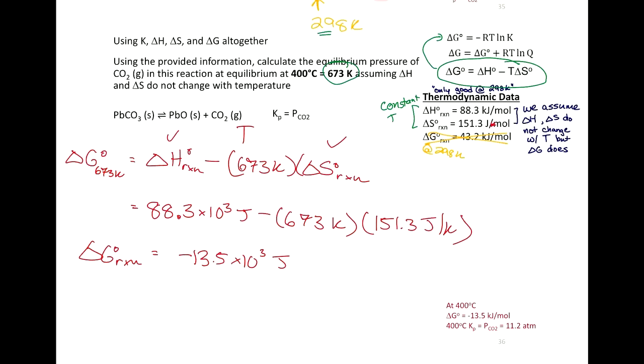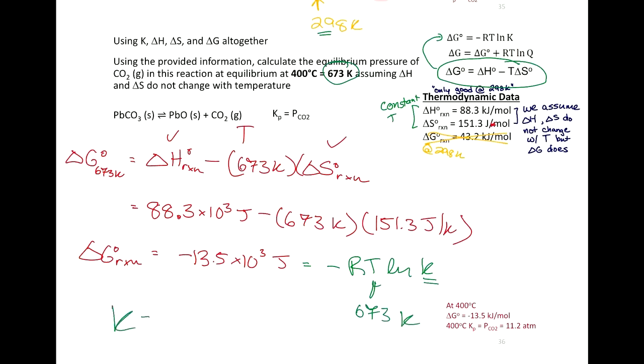All we did was plug in the values and temperature given to get this new delta G value at elevated temperatures, because delta G does change considerably with temperature, but not delta H and delta S. And now we simply stick this delta G into the negative RT ln K expression, where T is now 673 Kelvin, and then solve for K.